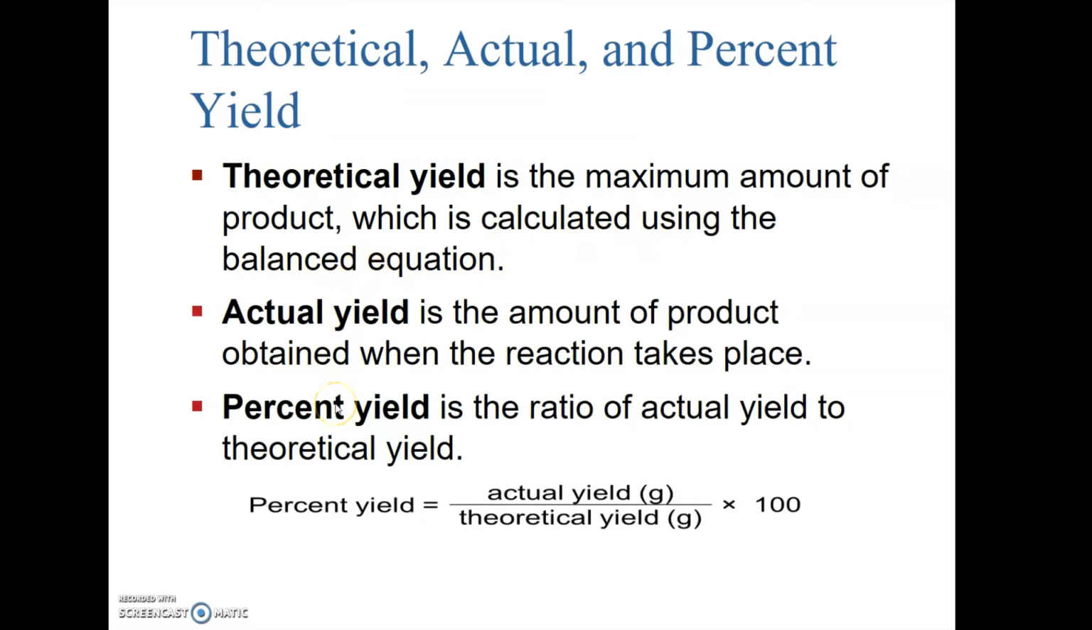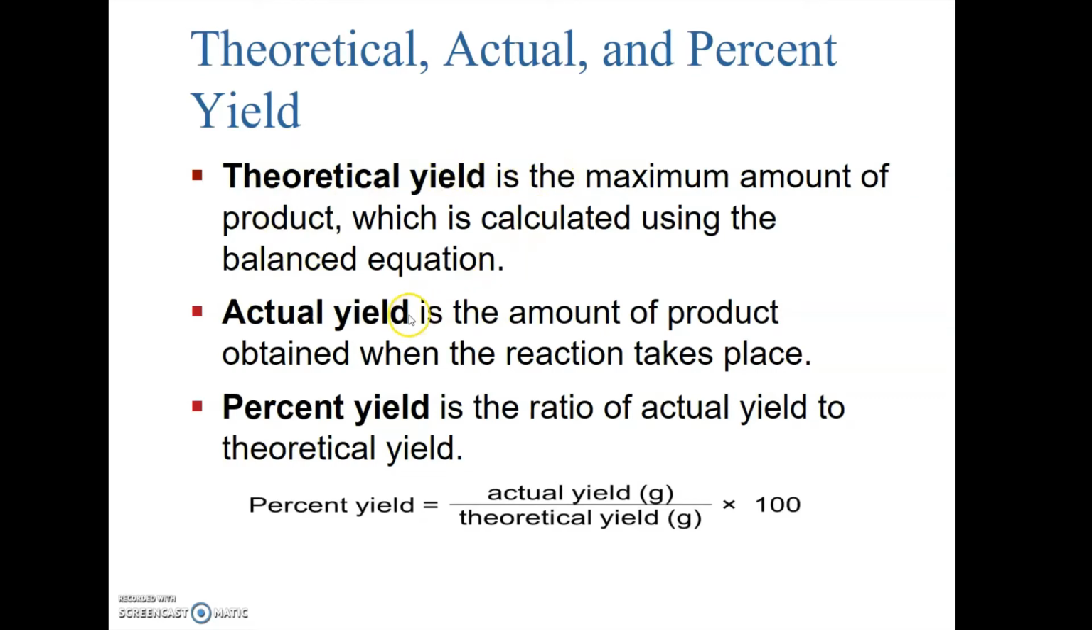Percent yield is a comparison between actual yield and theoretical yield according to this relationship. So to get the percent yield, you divide the actual yield by the theoretical yield, then you multiply it by 100. Remember, so far we have learned how to calculate theoretical yield in different types of problems.